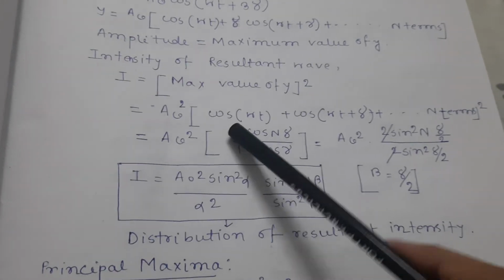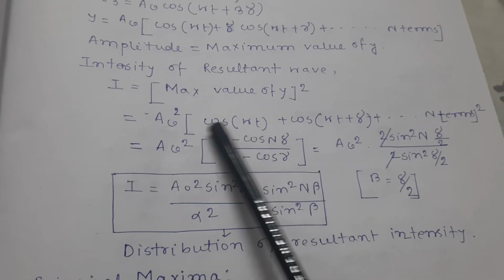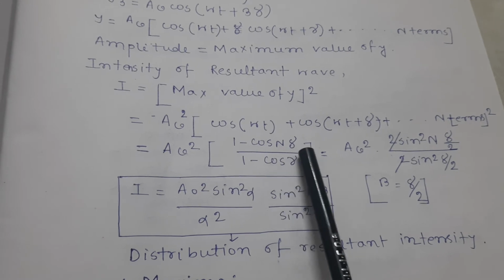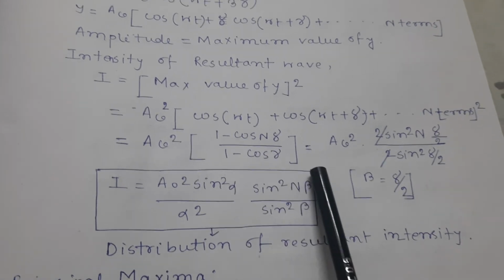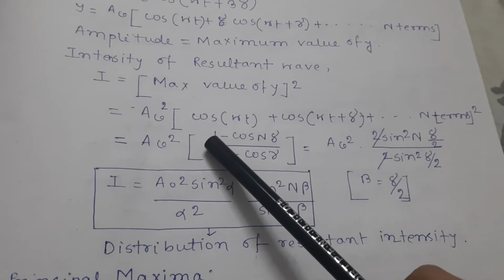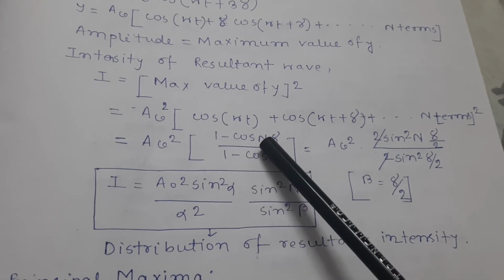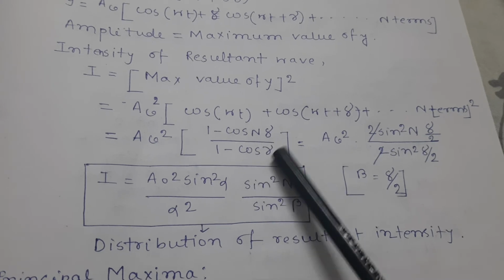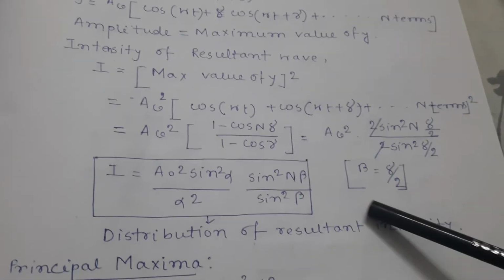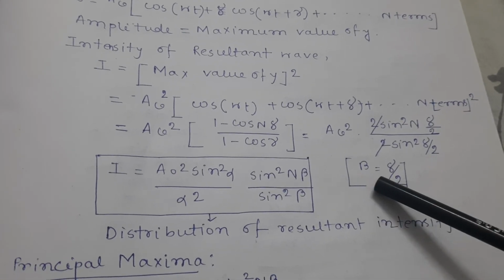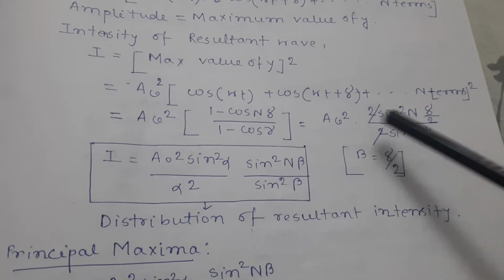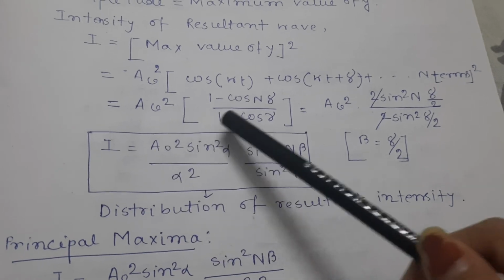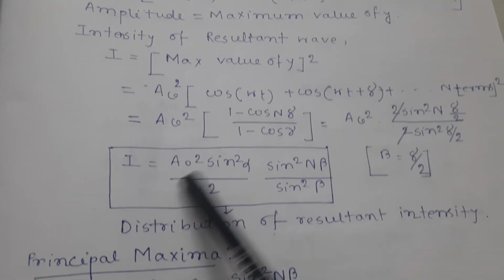After that, A theta square, and the formula is (1 minus cos n delta) by (1 minus cos delta). Here 1 minus cos theta means 2 sin square theta by 2, so use this formula. After that, just consider beta equal to delta by 2. So delta by 2 means beta, and I equals this equation.